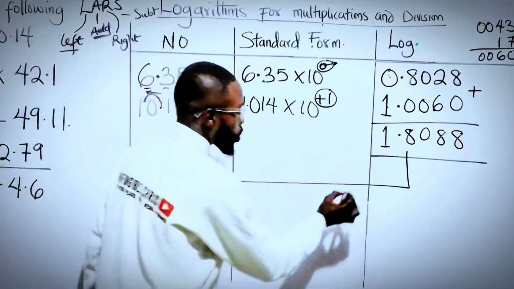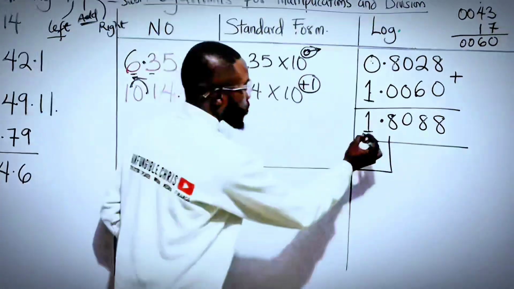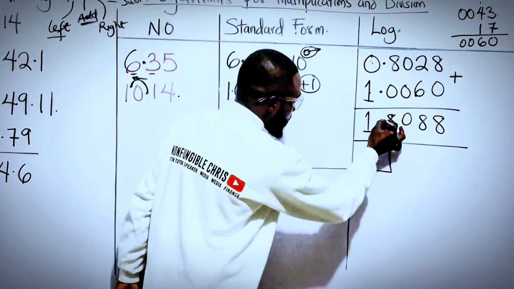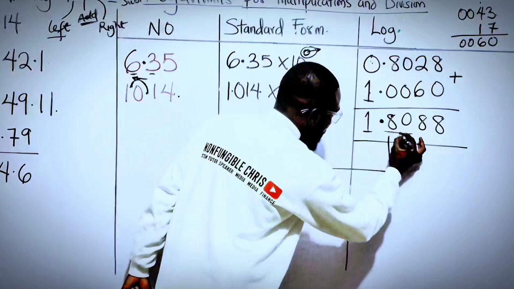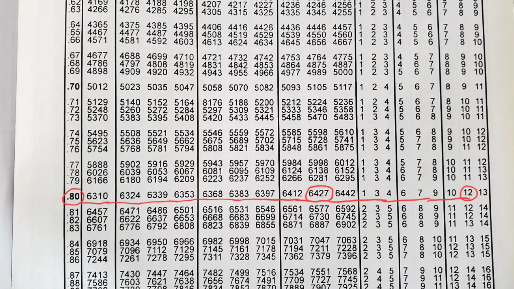Come here and look at our antilog table. So we're taking our antilog from the decimal point here. From your decimal point, we are going to look at antilog of 0.80 under 8. You see, we are taking the first two numbers. It's on your screen. 0.80 under 8. We got 64.